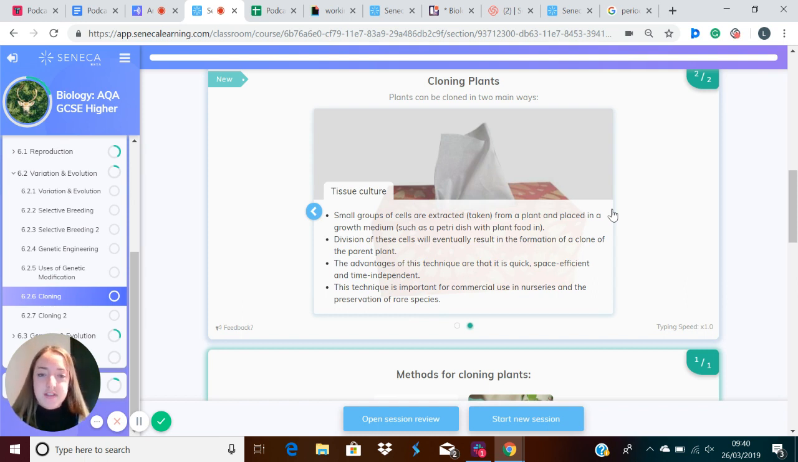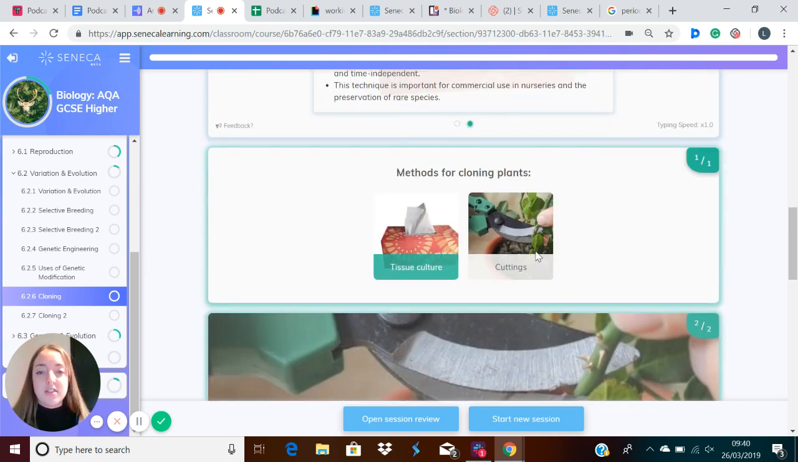The advantages of this technique are that it is quick, it's space efficient, because you can do it in the lab, and it's also time independent. So this technique is particularly important for commercial use in nurseries, which are for growing plants, and the preservation of rare species, so in conservation.